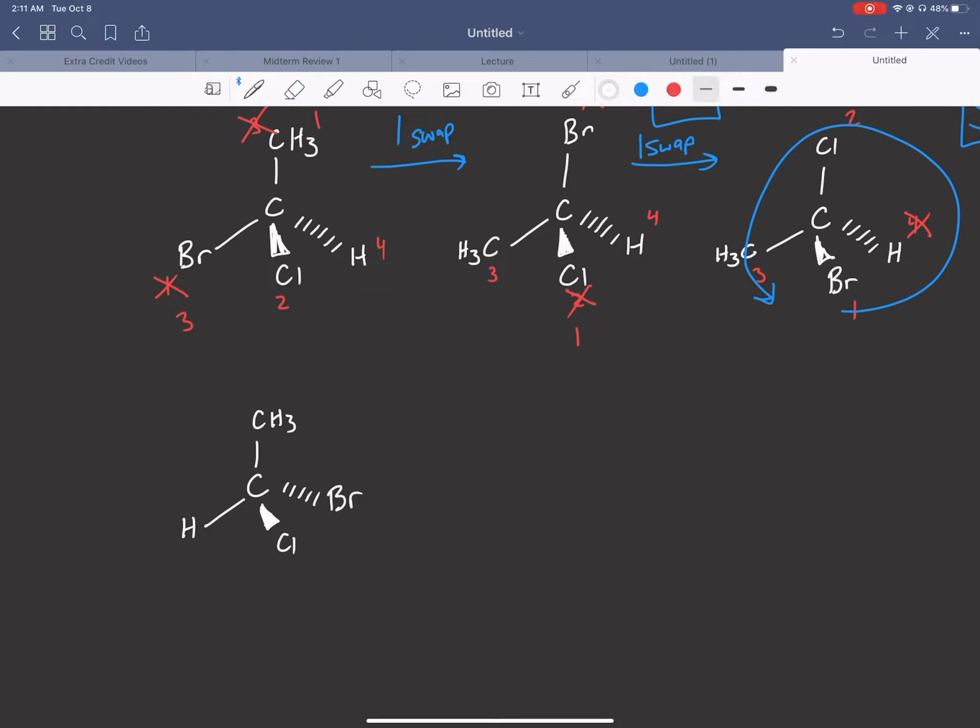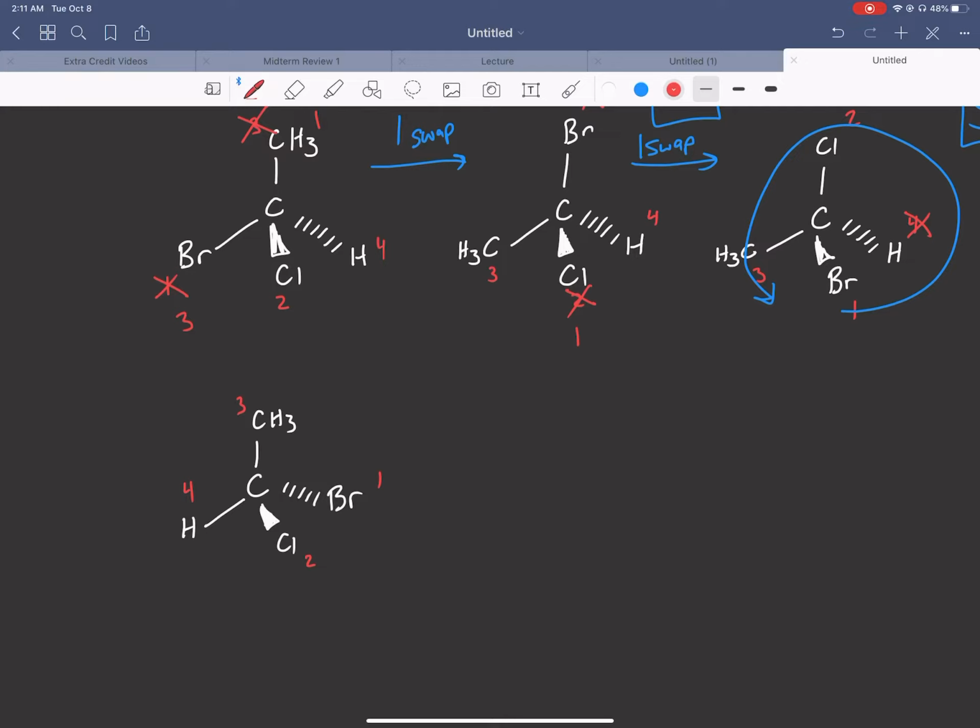Bromine, right? And so let's assign our priority. 1, 2, 3, 4. Okay, so now if you remember, our easiest situation is when the lowest priority group is dashed. We can just cross it out, draw an arc, and there we go, we're done.